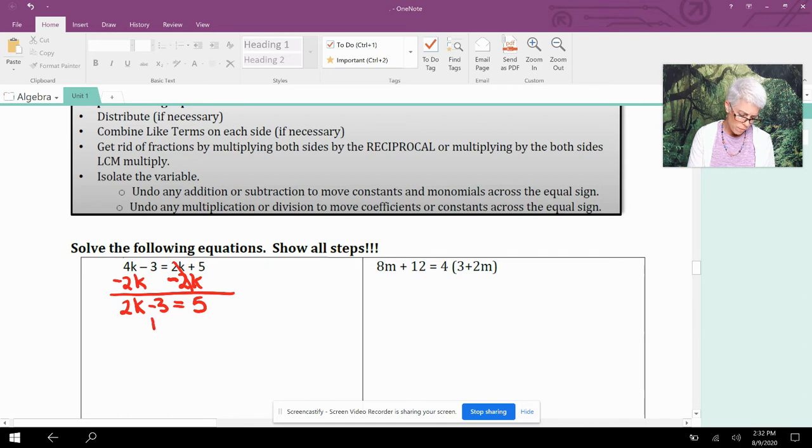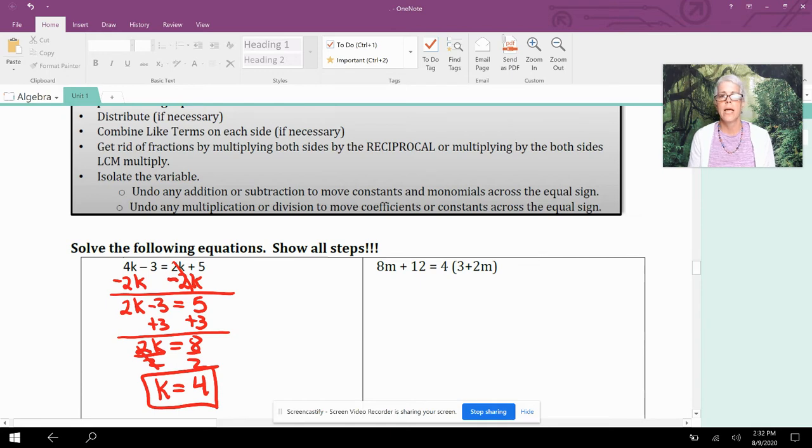So now I'm going to move the 3 over. And I have 2K equals 8. Now I divide both sides by 2. I get K equals 4. And just remember that you can always take your solution, put it back into the equation, and make sure that it works out, that your solution is correct. The problem should work out. You should get the same thing on each side of the equal sign if your solution is correct.